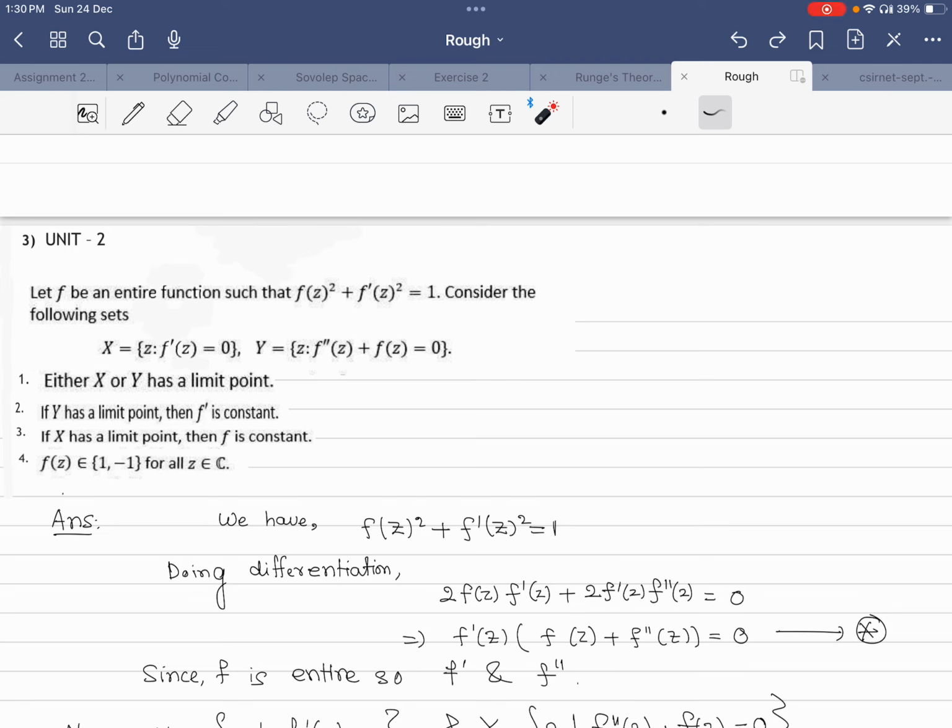Yeah, it was asked to find the true statements. So I got that part of the question. So it was asked to find the true statements.